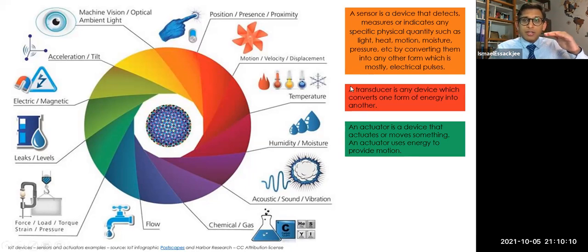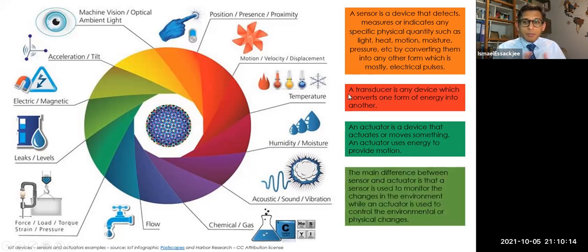So this is what we call a sensor. We have the transducer and then the actuator. The main difference between sensor and actuator is that the sensor is used to monitor the changes in the environment, while an actuator is used to control the environment. It's going to bring changes to this environment. Good.